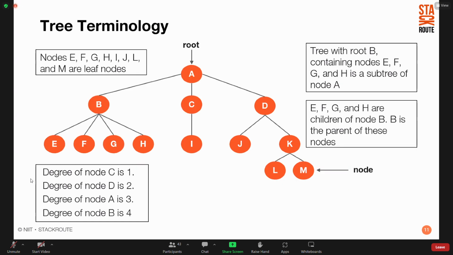All right. We have some terminologies, terms we use to refer to under tree structure. As I said, the starting point or the entry point is called the root node. So the top node or parent node of my tree data structure is called the root node.